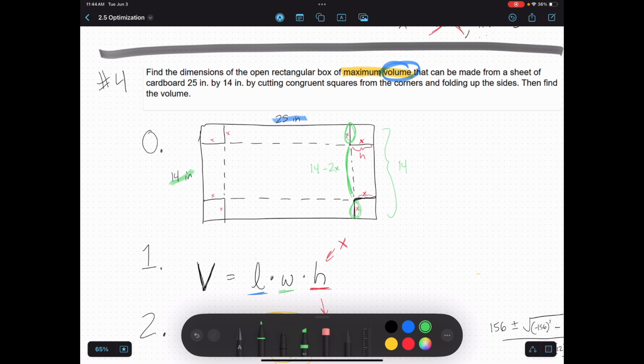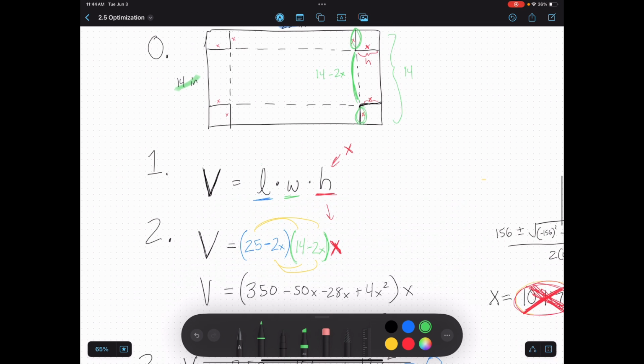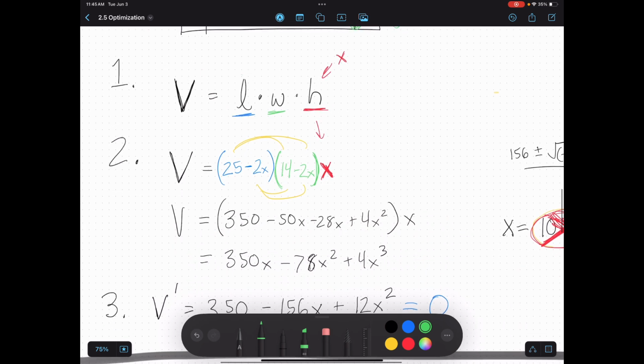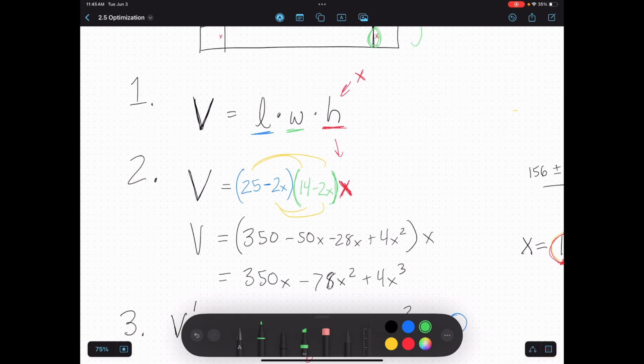And I can do something very similar to my length. I'm just taking off 2 squares from each side, and so my length ends up being just 25 minus 2x, because it's that full length, but taking away 2 squares from either side. So now I have a volume equation that's 25 minus 2x times 14 minus 2x times x, because I've converted each of those length, width, and height values in terms of this new variable x, representing the size of the square that I'm cutting out. Multiply all those things together, and you get 350x minus 78x squared plus 4x cubed. I now have my volume equation in terms of just one variable x.